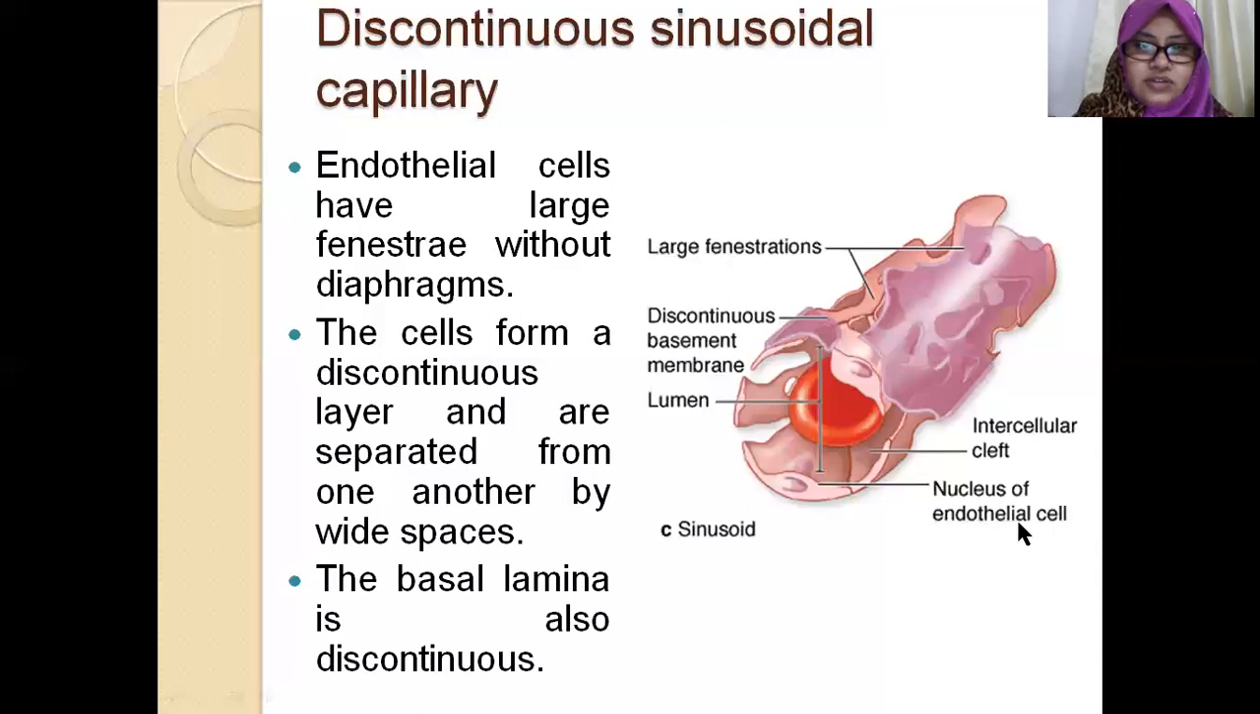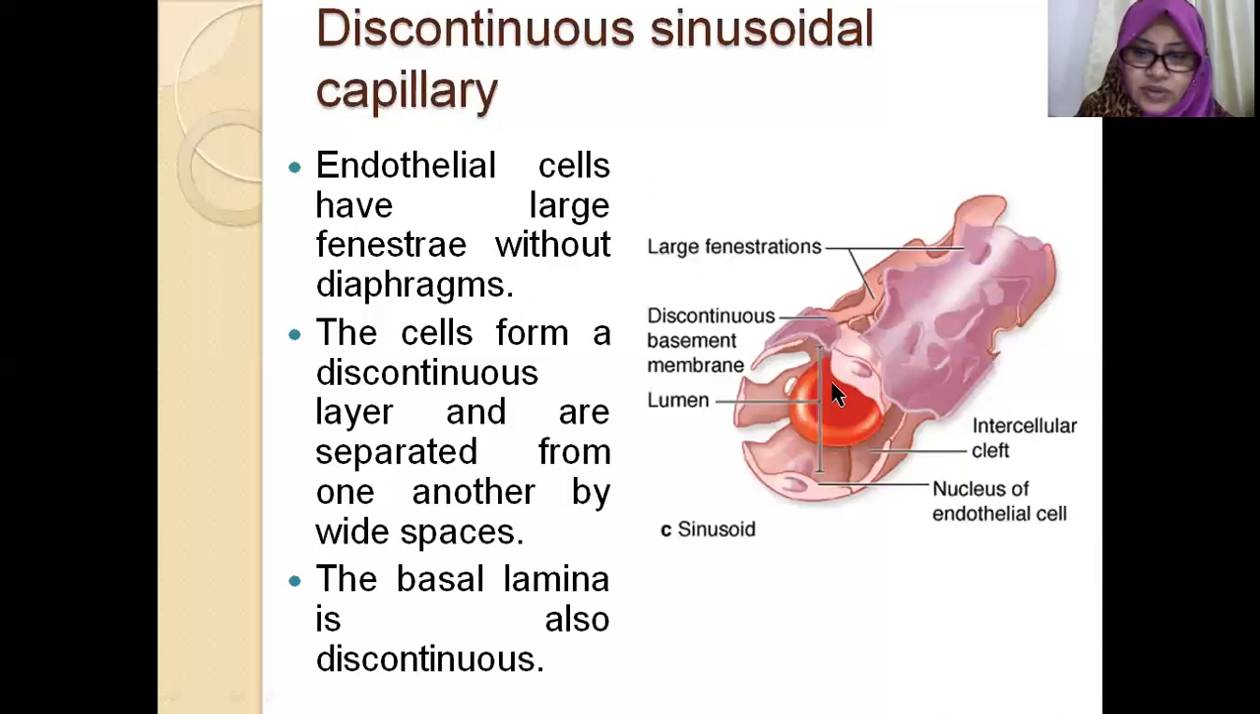Now discontinuous sinusoidal capillary. Endothelial cells have large fenestrae without diaphragms, and the cells form a discontinuous layer and are separated from one another by wide spaces. The basal lamina is also discontinuous.